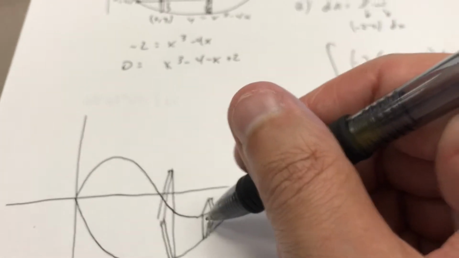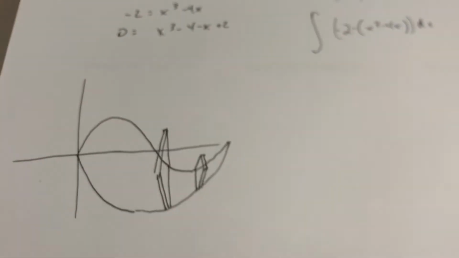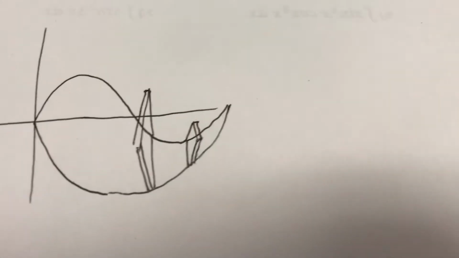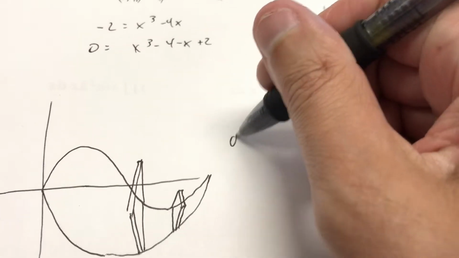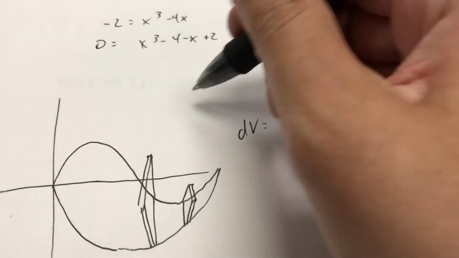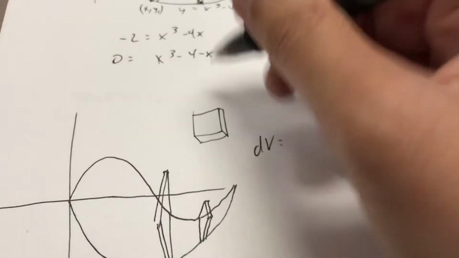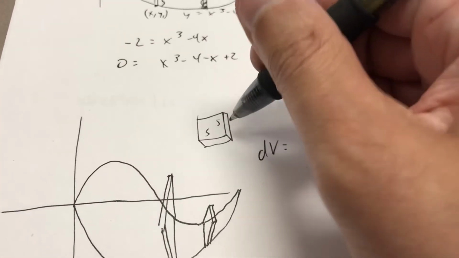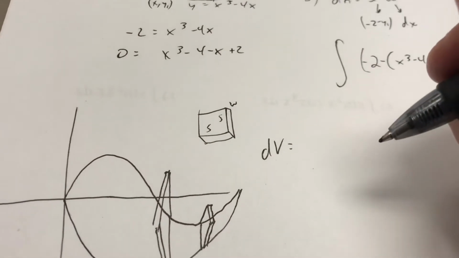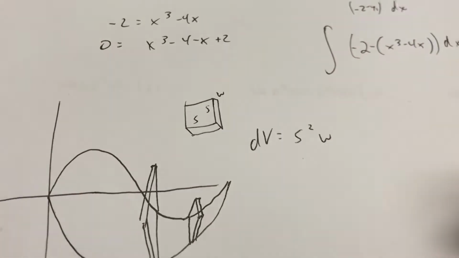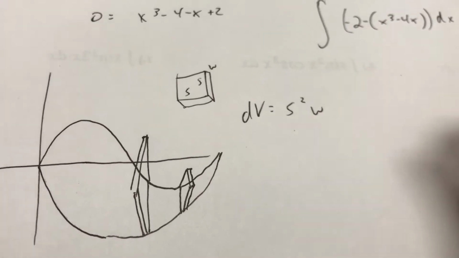But let's look at this one right here. The same kind of thing here. Instead of a dA statement, you need a dV statement. We're going to be adding up the volume of these things. The volume of one of these little square slices, remember it's a square, so we could maybe say it's got a width of W and the square is S by S. We could say the volume of one of those slices is S squared W. Okay, so we just need to find one of the sides in terms of our variables.